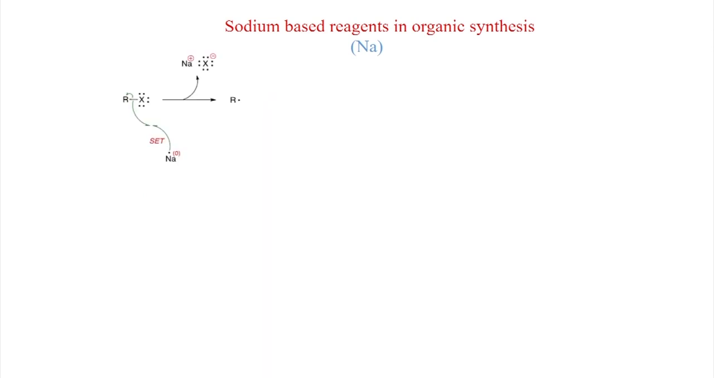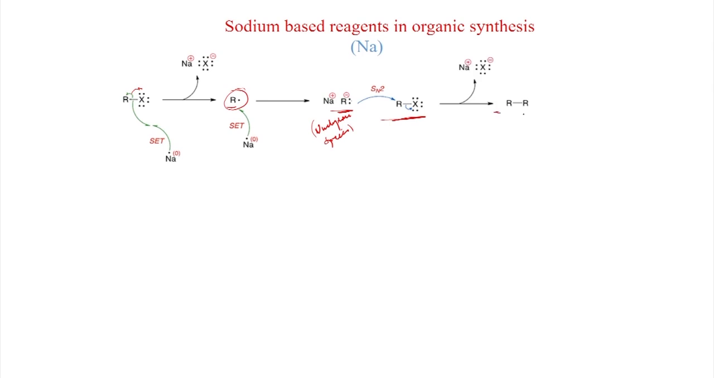So this is the mechanism: the single electron transfer happens to the RX, and here the R dot is formed. This is the single electron transfer being shown here. So R dot and X minus is formed, and Na becomes Na plus. Again another electron is given to the R dot, so the R dot becomes R minus, and now this R minus Na is a nucleophilic species which can do an SN2 reaction with unreacted RX, which was not reacted, and now you get this R-R bond.